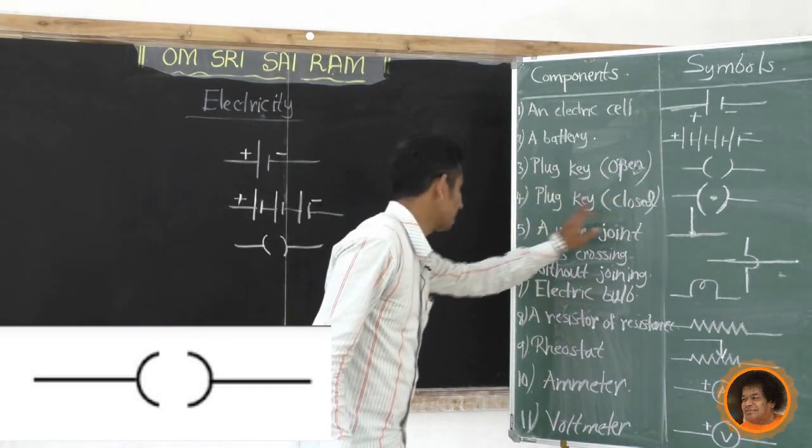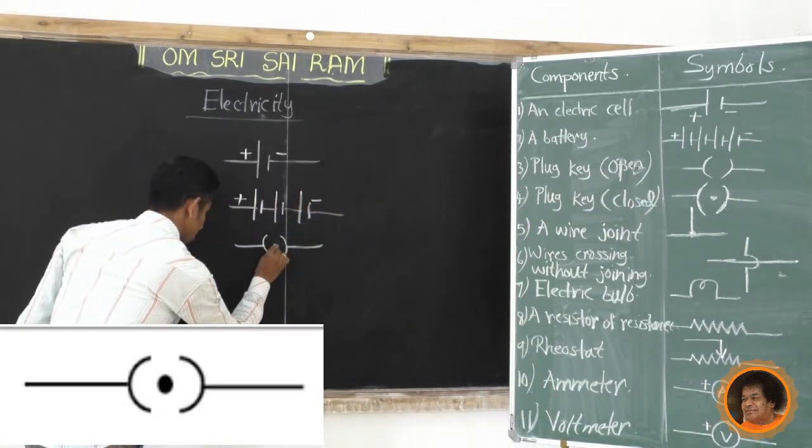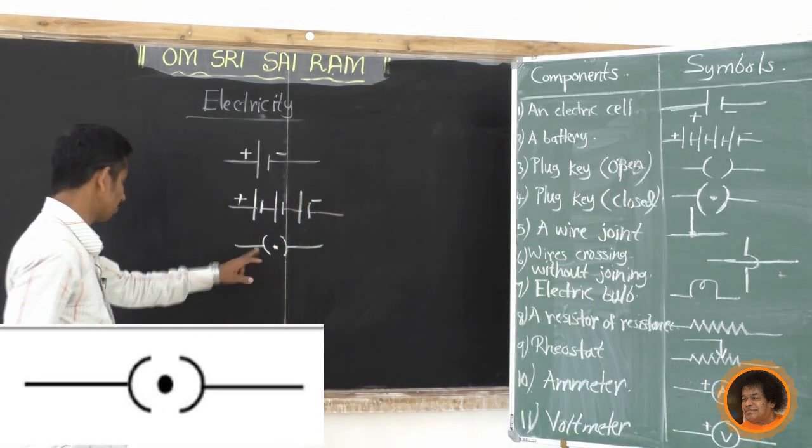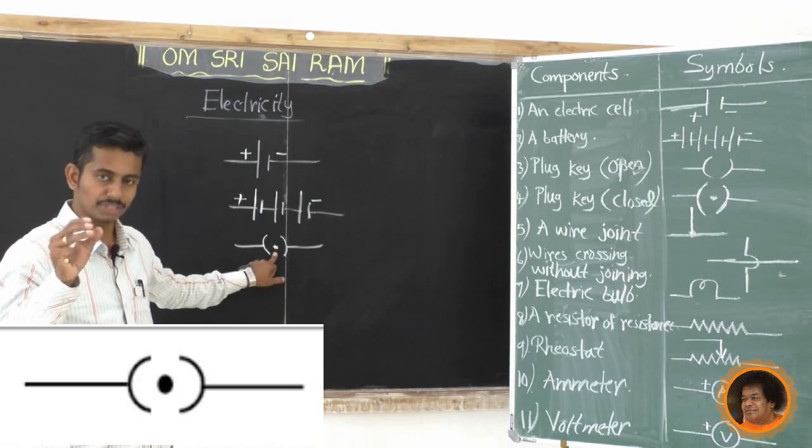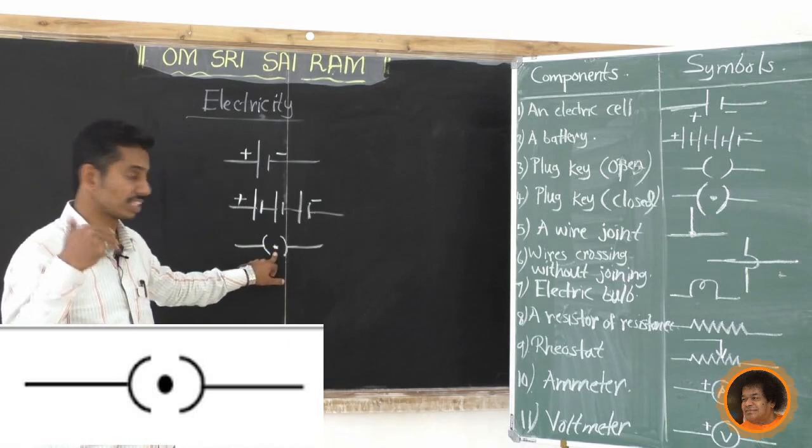Then plug key closed. This is the representation of plug key closed. What is the difference between open and closed? Closed means the circuit is closed. It means current will flow through that circuit.